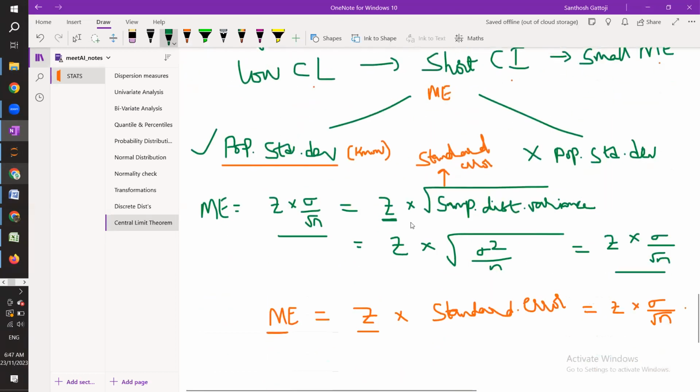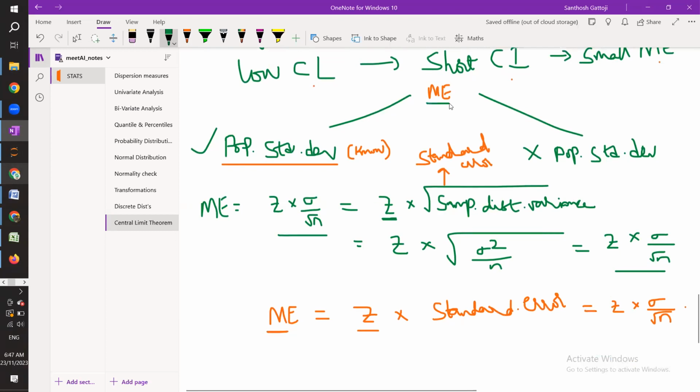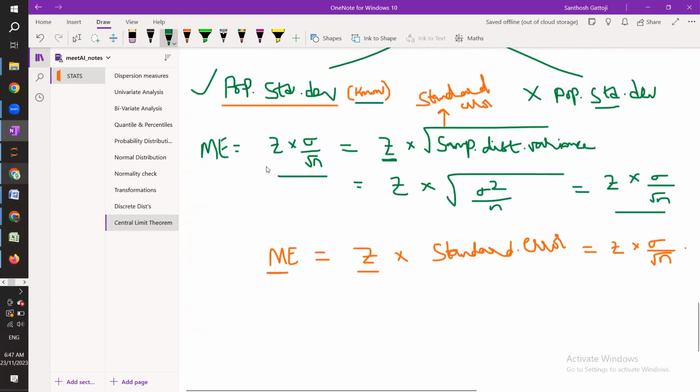Now how to calculate this margin of error? There are two ways. If you know the population standard deviation, you will have one formula. If you don't know the population standard deviation, there will be another formula. So if you know the population standard deviation, the formula is z into standard error, where z is a critical value, which we will be seeing.